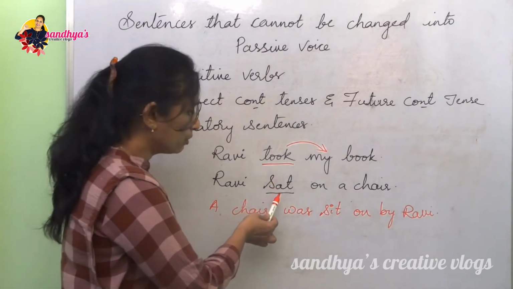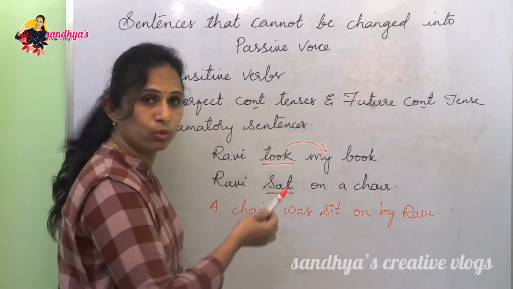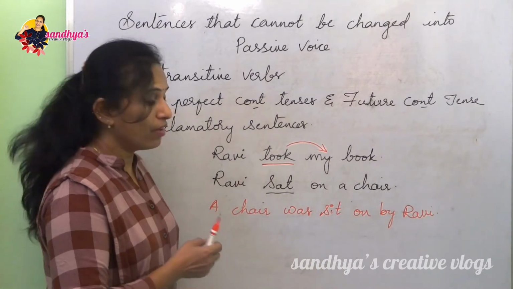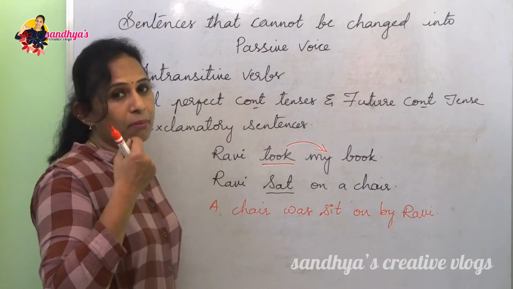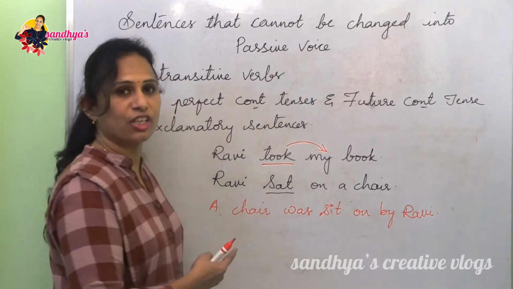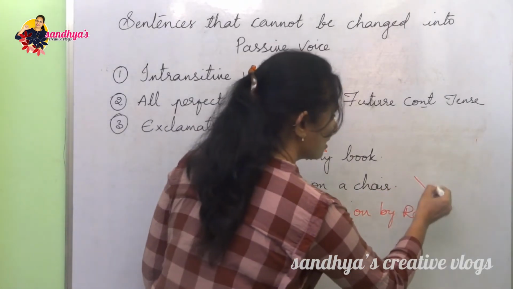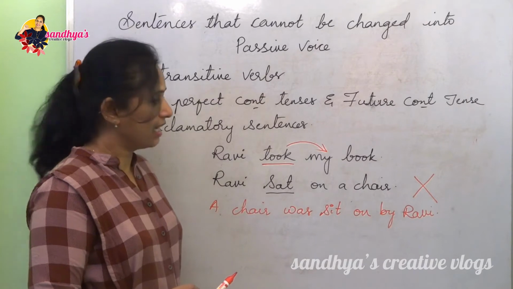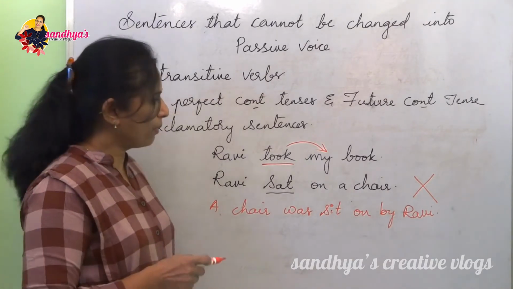That means when the sentence is changed into passive voice and you find the answer to be a meaningless and ridiculous sentence, then we consider this verb to be an intransitive verb, and sentences consisting of intransitive verbs cannot be changed into passive voice. This is rule number one. Apart from that one, we have one more.